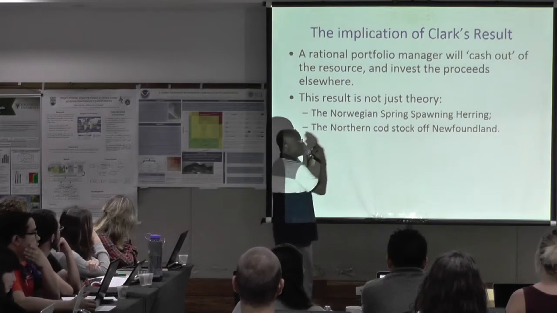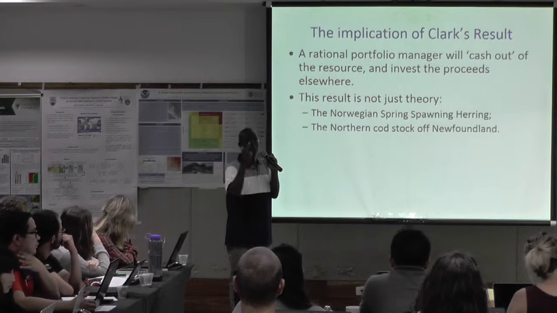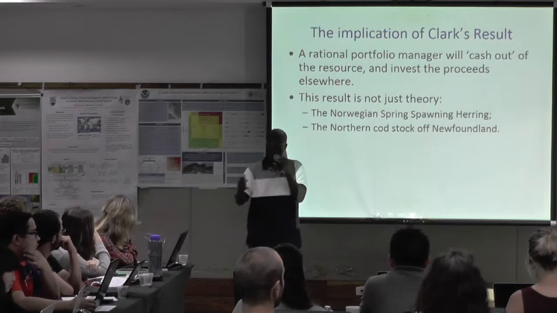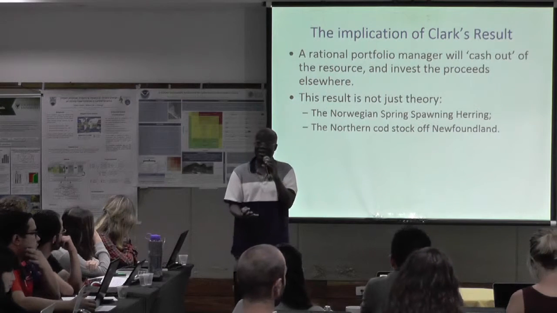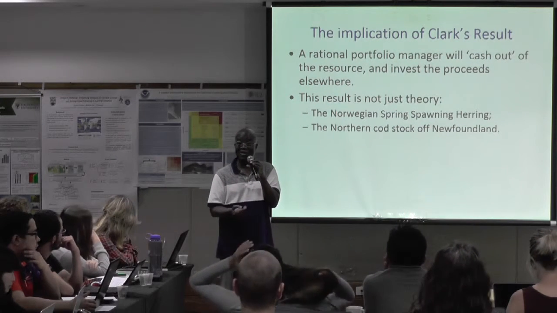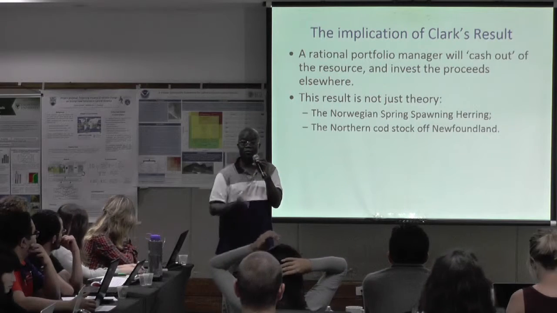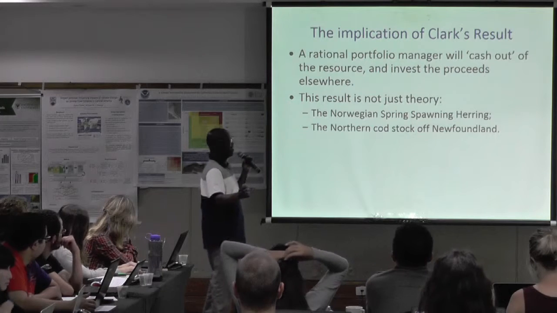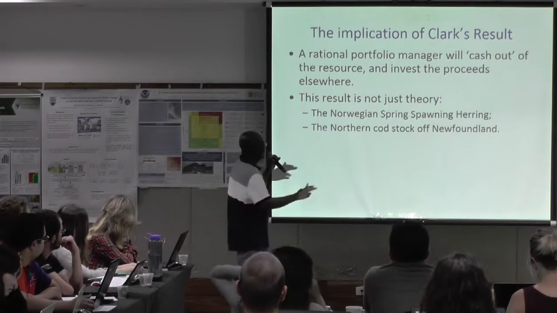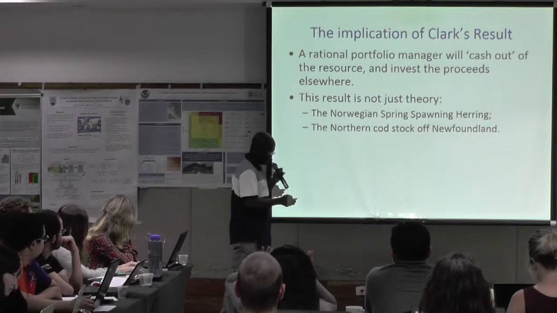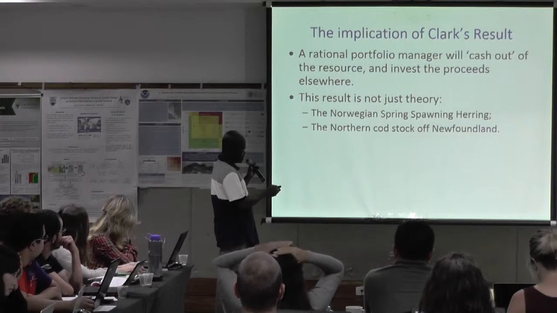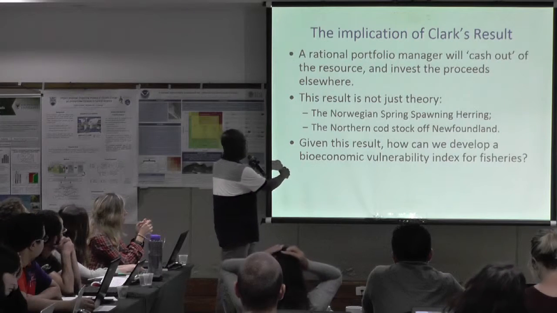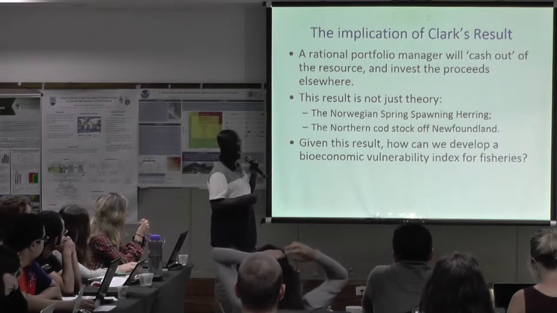Me and one of our students, Cameron, and so on, we actually used this theory. We demonstrated that the emptying of the cod stocks of Newfoundland was actually economically rational. We used the money to pay losses of this. So, yeah, I'm not advocating that, but that's what the theory says, right? Alright, so given this result, how can we develop a bioeconomic vulnerability index of fisheries?